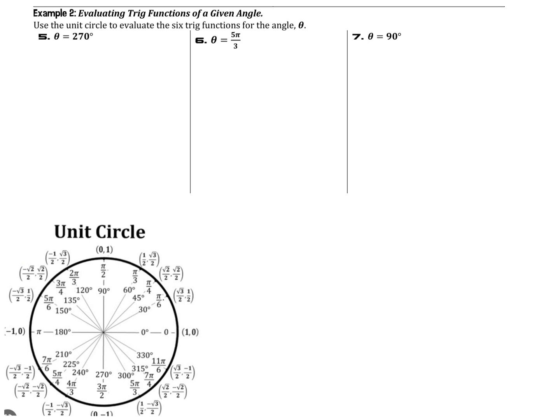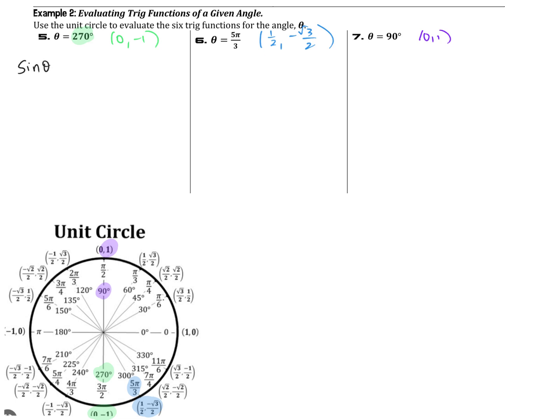Okay, what I want you to do, now that you can see 5, 6, and 7, is go ahead and just identify the coordinate that you're going to use on the unit circle for each of these trig functions. So go ahead and pause the video and identify those 3 coordinates. All right, hopefully you had time to identify those points, those coordinates. Now we're going to go ahead and find the 6 trig functions.